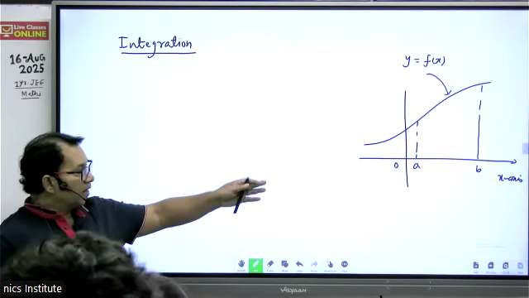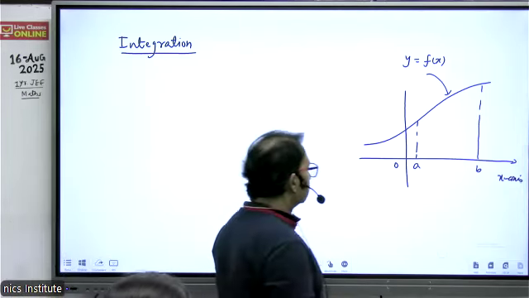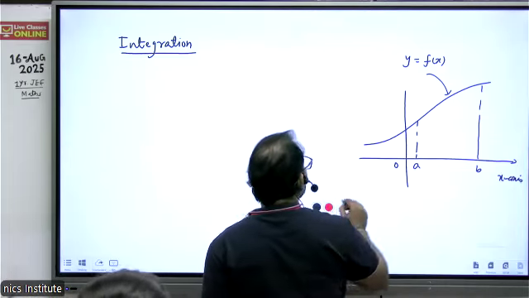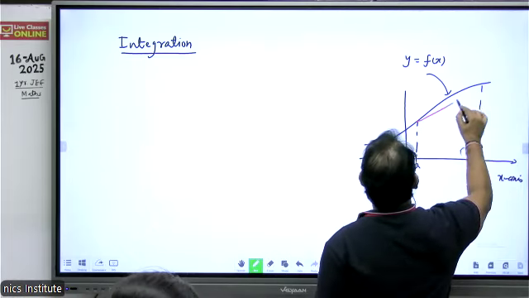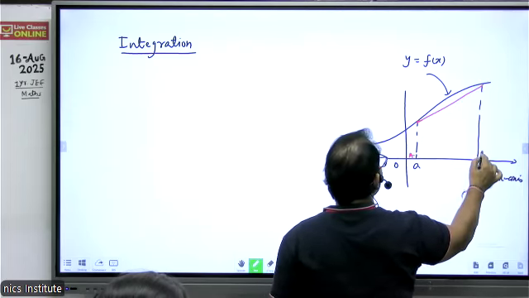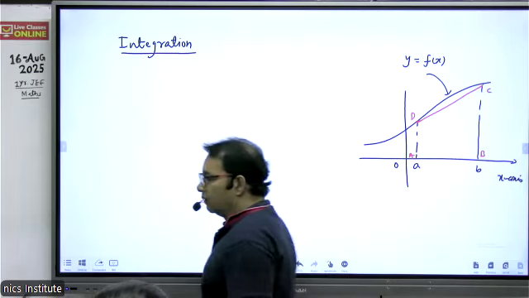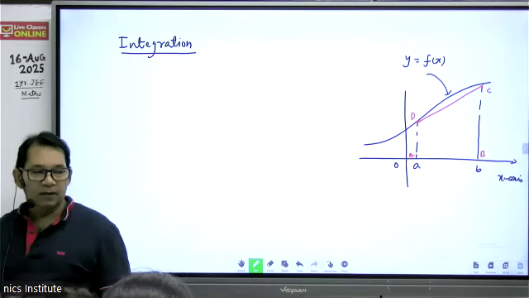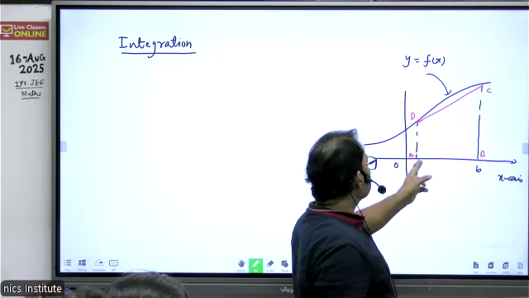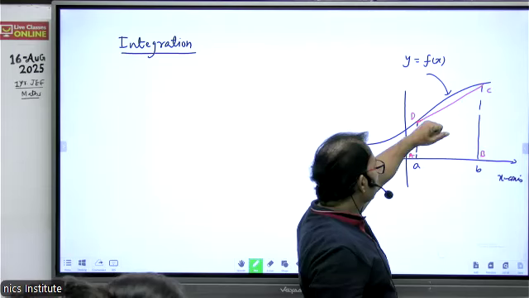The two vertical lines, x equal to a and x equal to b. In order to find this area, suppose I join this point with this point. Then ABCD becomes a trapezium. If I find the area of the trapezium, that area will definitely not be equal to the required area. The required area is this entire thing, the curved path. So the trapezium's area would be lesser.